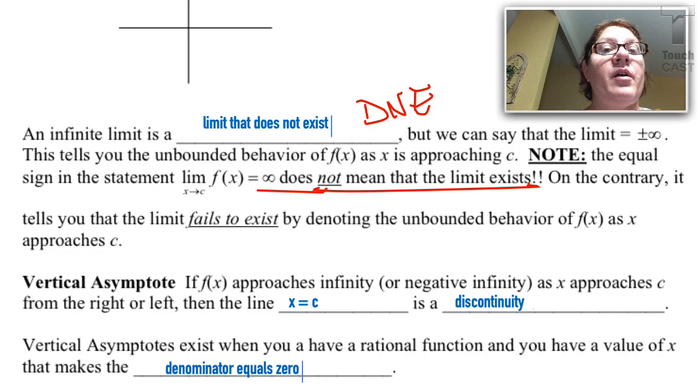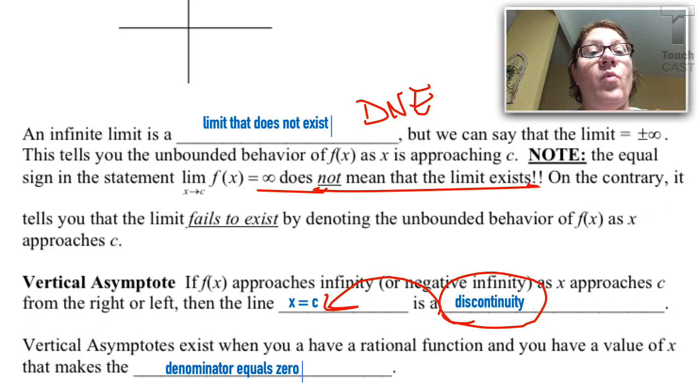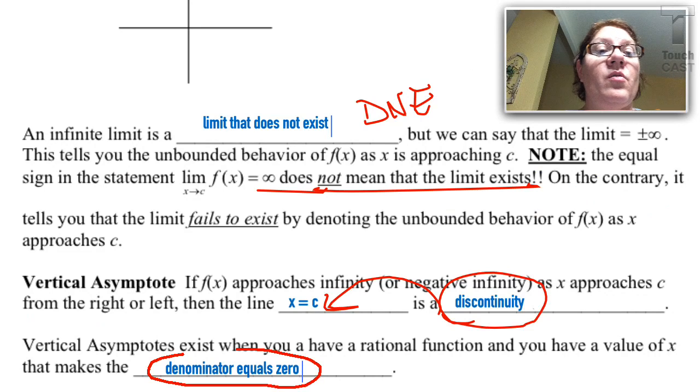And as a reminder, my vertical asymptote is a discontinuity at that location, whatever the numbers were that make the denominator zero. And vertical asymptotes happen when the denominator equals 0. All of that's just sort of a refresher of things you already knew.